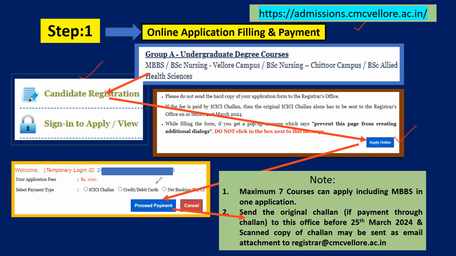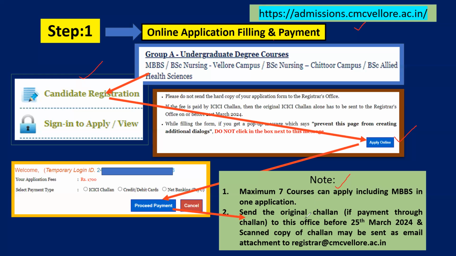After that, you should pay the registration fee in different ways, using either ICICI Chalana, credit or debit cards, or net banking. Then you should click on proceed payment. Only after payment success will your application be accepted. Once you pay the amount, you will receive the temporary application ID on your registered mobile number or email ID. Here you can see there is a note: with this same application, you can apply for a maximum of 7 courses.